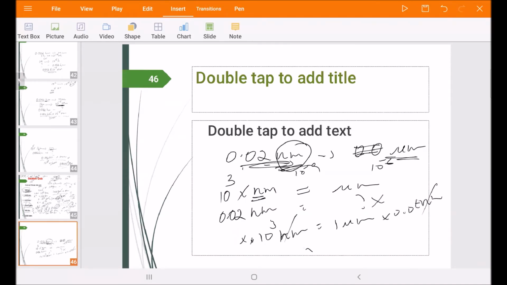To find the value of x, I have to divide both sides by 10 to the power of 3. So x is equal to 0.02 times 10 to the power of minus 3 micrometer, which is 2 times 10 to the power of minus 2 times 10 to the power of minus 3 micrometer. Multiplying the numbers, 2 times 10 to the power of minus 5 micrometer will be the answer. And that was right. Okay.